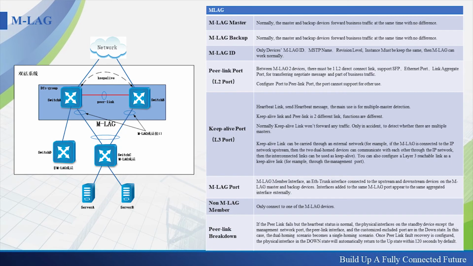Here is the topology of the MLAG. For example, the switch A connects to the internet, and the switch B also connects to the internet. We make the MLAG between switch A and switch B to aggregate the port from switch A and the port from switch B together.